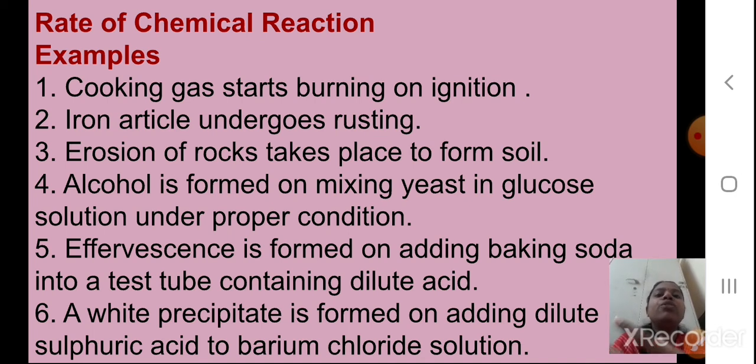Okay students. Now if you see these examples that I read out, in this some reactions are very quick, some reactions take a lot of time. So in nature some reactions are fast reactions and some reactions are slow reactions. If I take two examples, I'll explain. If I take iron article undergoes rusting, in one day an iron article doesn't get rusted, it will take a lot of time, which means it is a type of slow reaction. But if you see the first example, cooking gas starts burning on ignition, immediately it will start burning, so it is a type of fast reaction.